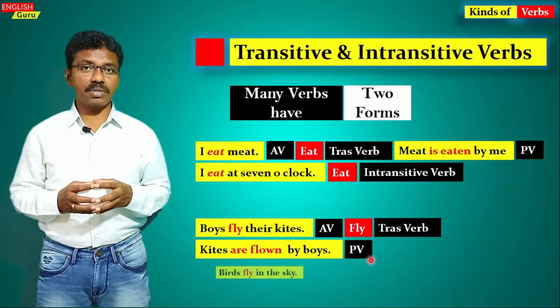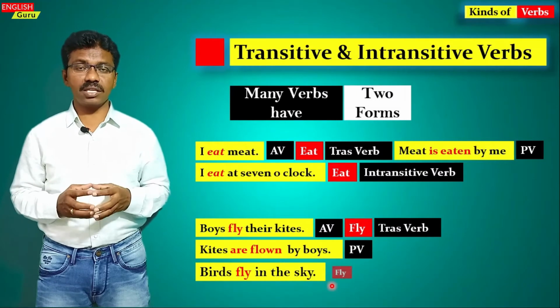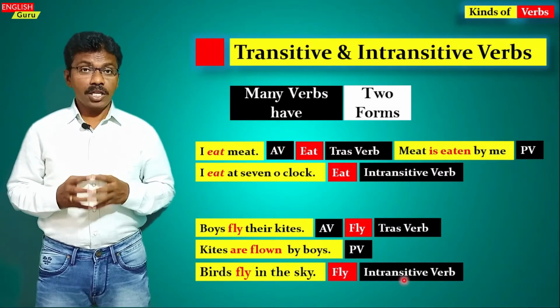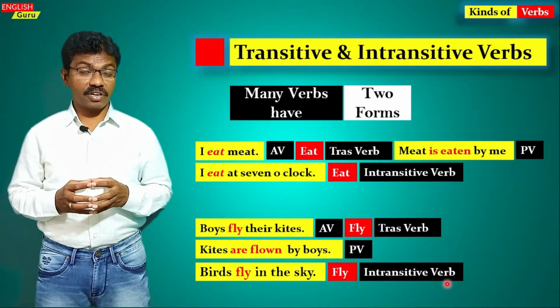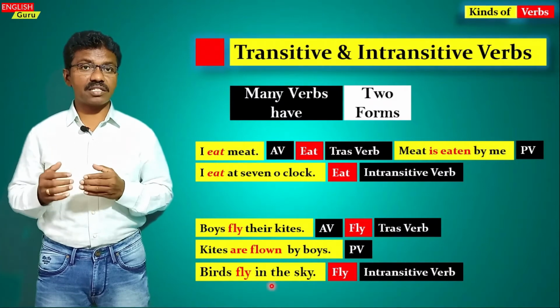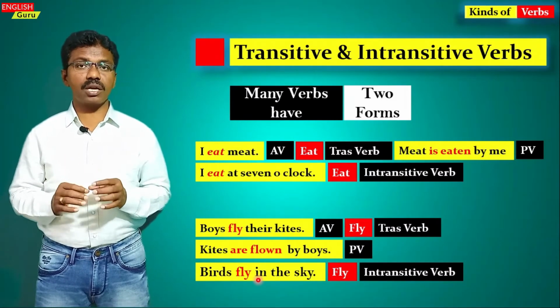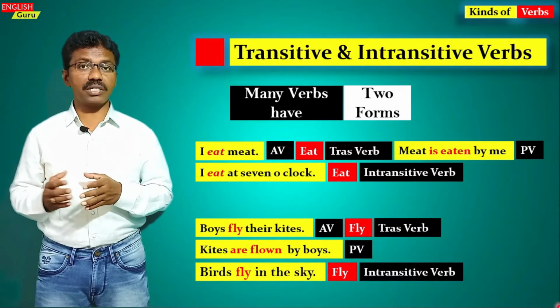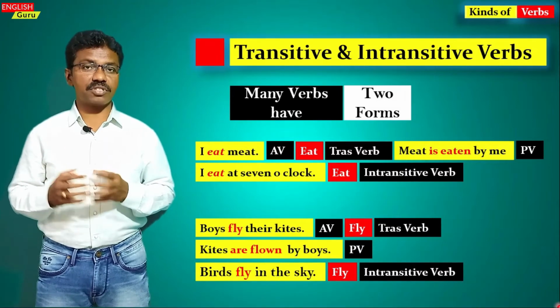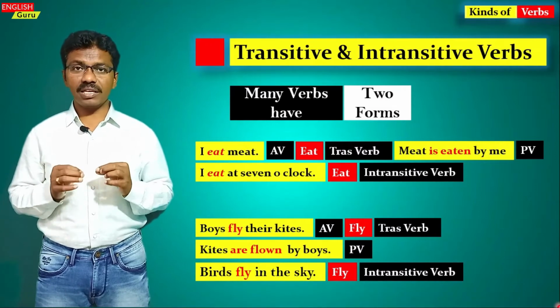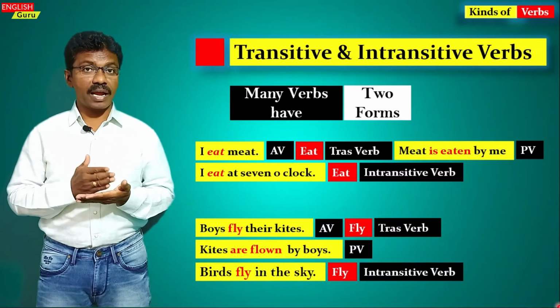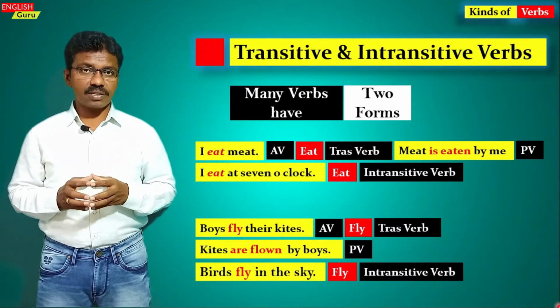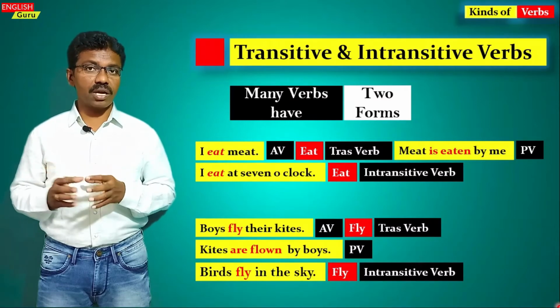Fly is a transitive verb in this sentence, whereas if you see the next sentence, birds fly in the sky, here also the word fly is a verb but not transitive, it is intransitive. It is an intransitive verb because it does not take an object, and it does not have a passive structure. So we can clearly understand that transitive verbs take an object and passive forms, whereas intransitive verbs do not take an object and passive forms. That is very, very important.